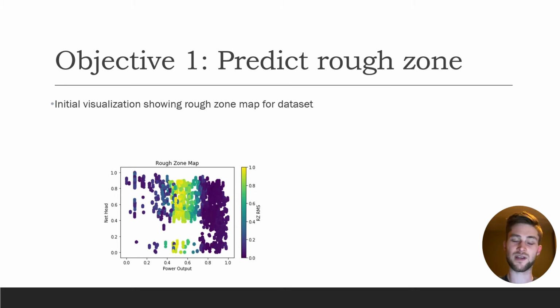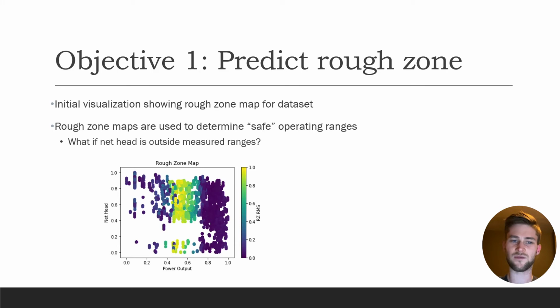As net head goes up, the data point where rough zone RMS starts to become more extreme also goes up, so they are related. But what if net head goes outside certain measured ranges? What if the reservoir level drops below what we've seen before? What if it rises above what we've seen before? So we wanted to predict the rough zone outside of the acquired data for net head.